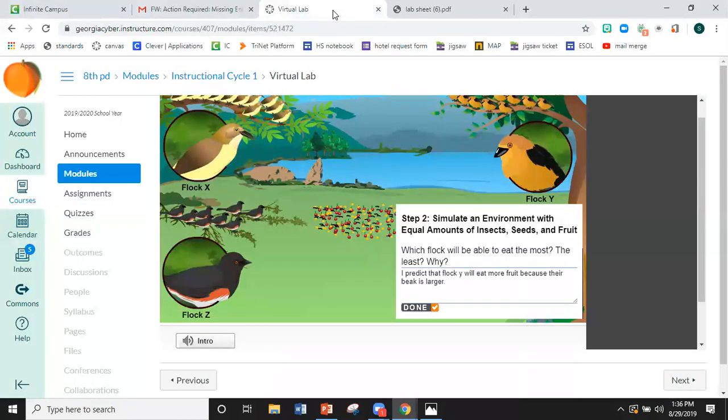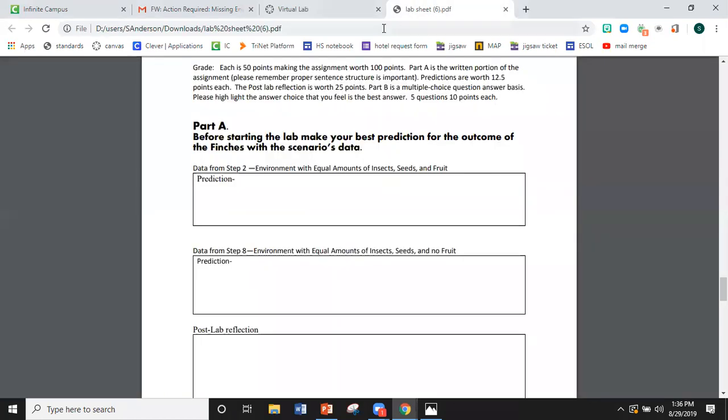Okay, here's mine. I predict flock Y will eat more fruit because their beak is larger. You make yours. You can agree with mine, you can put something totally different. You could just say that you think it's going to all be the same because birds are nice people. But you make your prediction. And that goes right here. Again, if you can't write on this document, don't panic, just jot it down somewhere on a blank piece of paper. Number one, I predict that blank, blank, blank will happen.